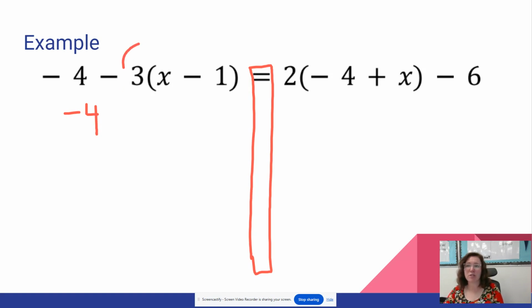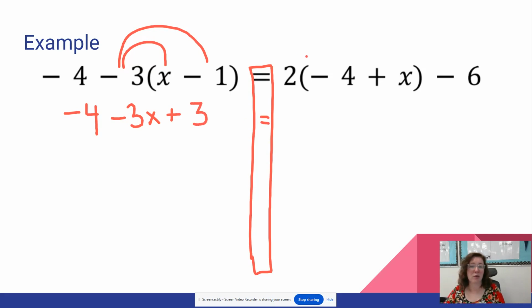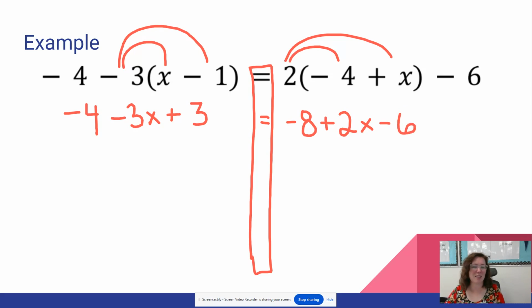And then we're going to distribute. Negative 3 times x is a negative 3x. Negative 3 times a minus 1, that's a negative times a negative is a positive. 3 times 1 is 3. And now we do the other side. 2 times a negative 4 is a negative 8. 2 times x, that's a positive 2x. And then this minus 6 is not in the parentheses, so we don't do anything with it.